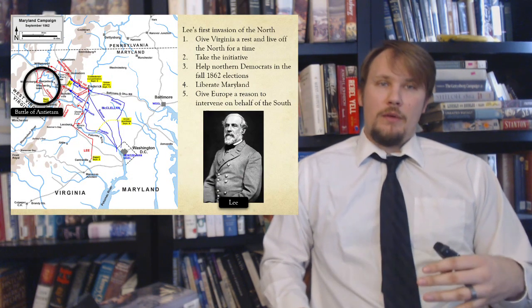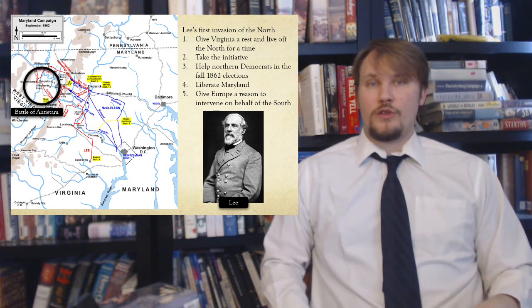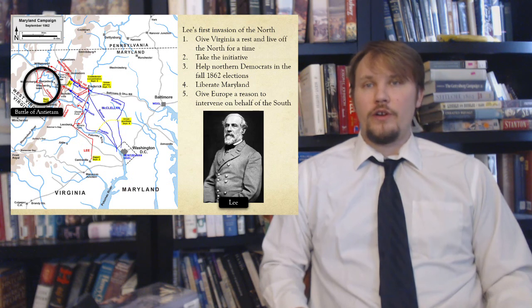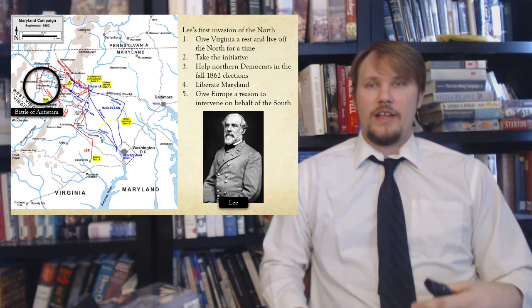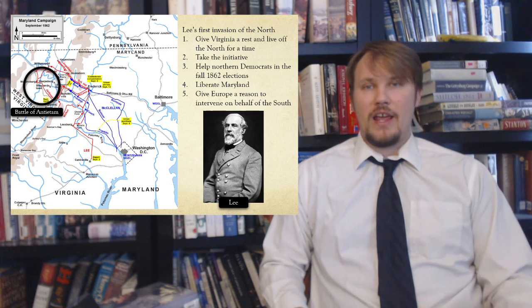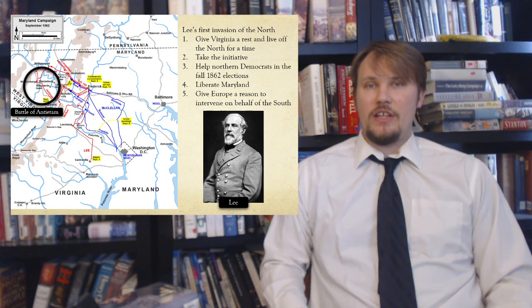After Second Manassas, Lee invades Maryland in late 1862. Lee had a number of reasons for invading the North. Most of the war so far has been fought on Virginia's soil, so Lee wants to give Virginia a break. He also wants to let his army live off of the land of the North for a while. Lee also wants to take the initiative.